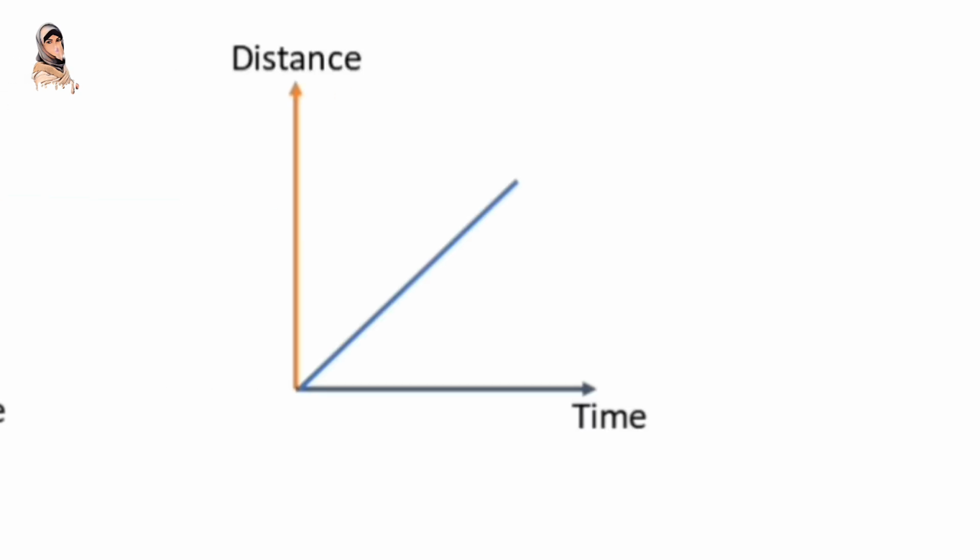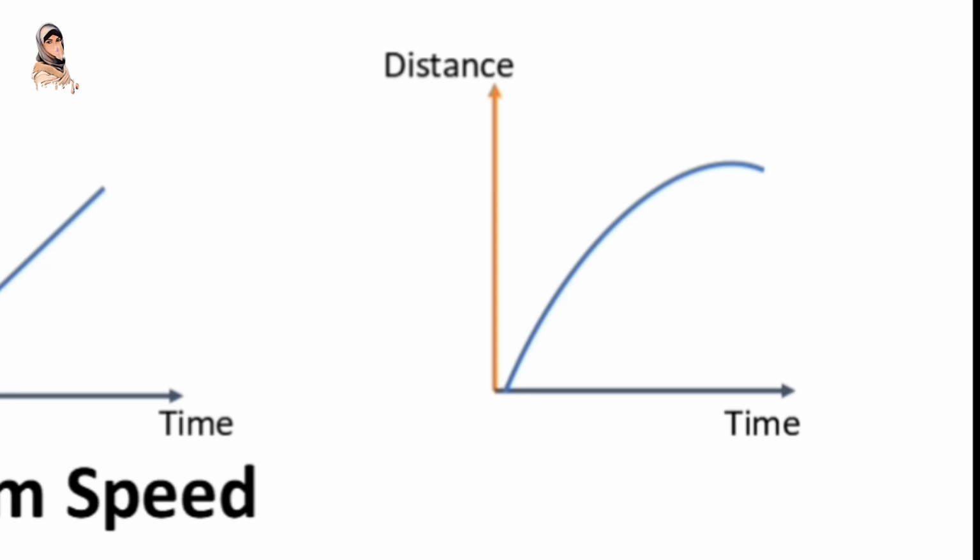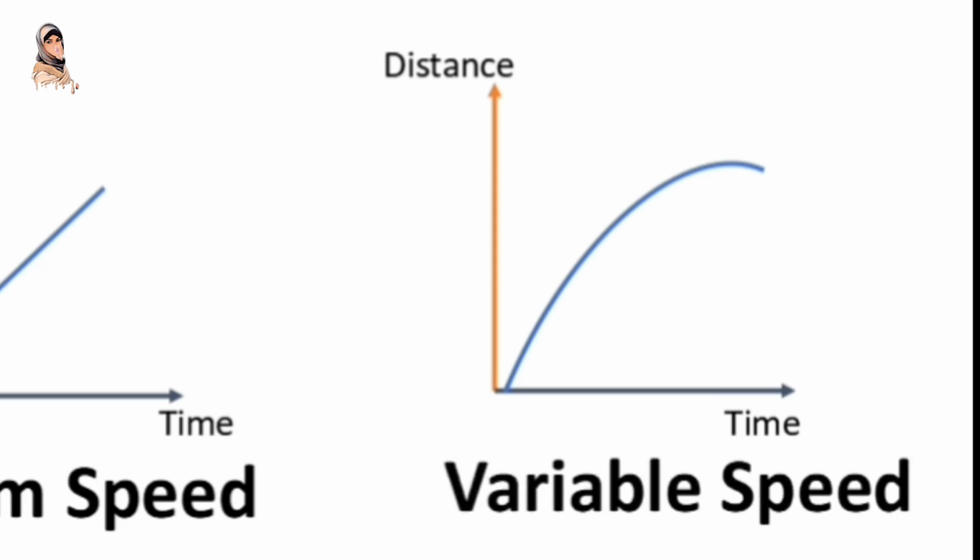While in this graph, the distance is increasing with an increase in time, and the slope is constant and straight, so the speed is uniform. So this slope shows that the speed is uniform. While in this graph, the distance is increasing and the slope has a curved shape, so the speed is variable. So this shows that if we have a curved slope, then the speed of the body is variable.